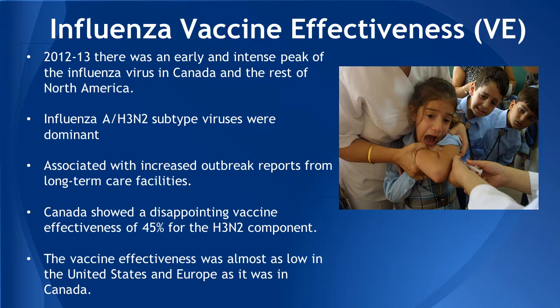In 2012 to 2013, there was an early and intense peak of the influenza virus in Canada as well as the rest of North America. Influenza A-H3N2 subtype viruses were dominant and were associated with increased outbreak reports, showing a disappointing vaccine effectiveness of 45% for that component. The vaccine effectiveness was also as low in the US and Europe as it was in Canada. In order to find out more about how to increase this vaccine effectiveness, tests were done.